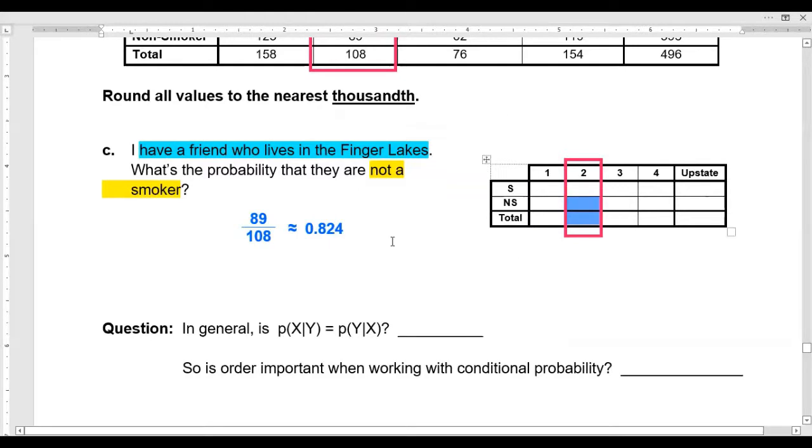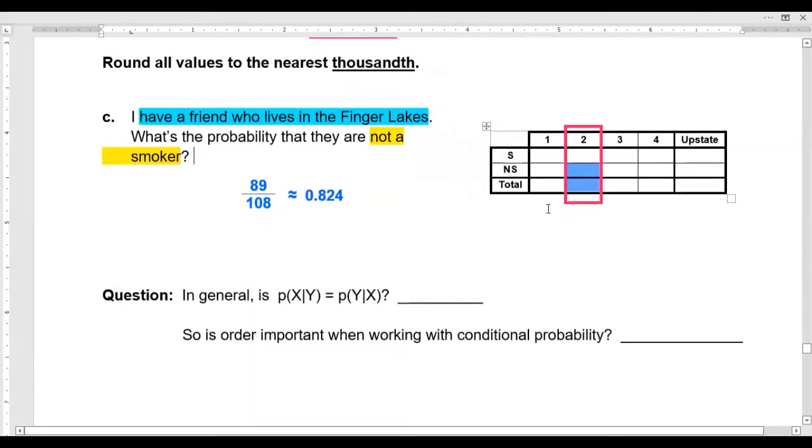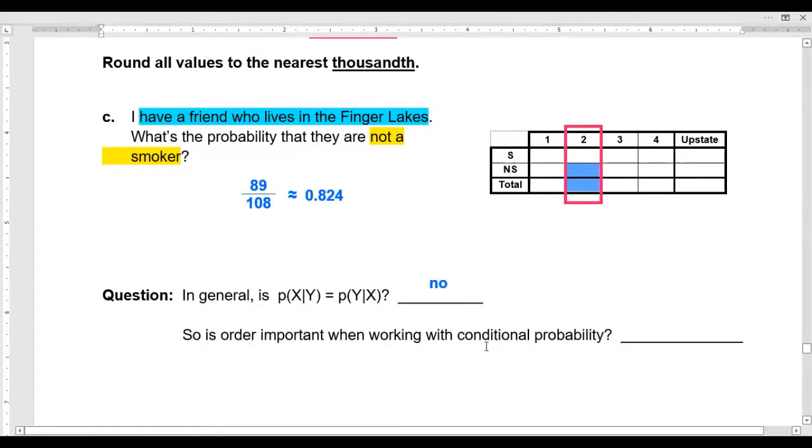But in this scenario, when we were looking out of the Utica Rome North Country, we got a different answer than when we were looking out of smokers. So we had the same two variables, but when we changed the order, we got different answers. So generally speaking, if you have the probability of X given Y or the probability of Y given X, you are not going to get the same answer. So in general, these are not the same.